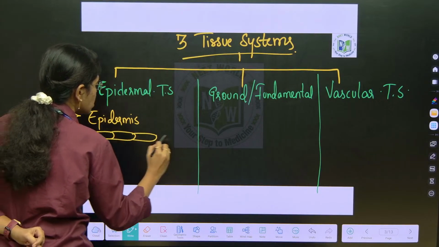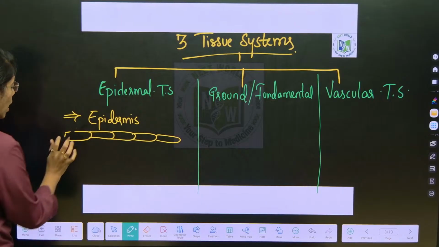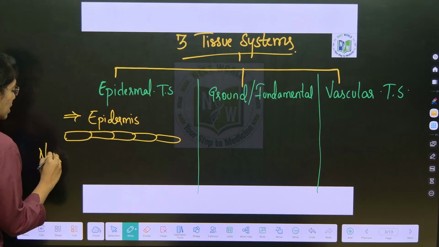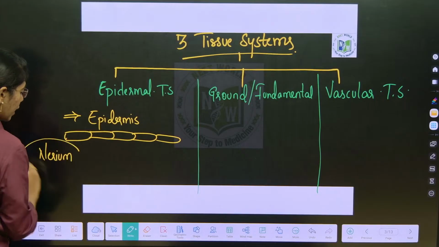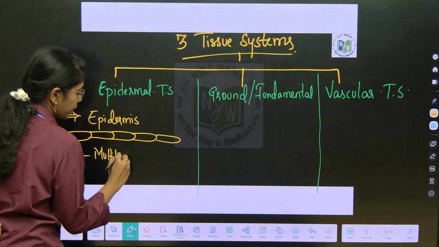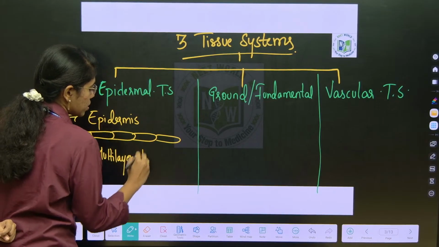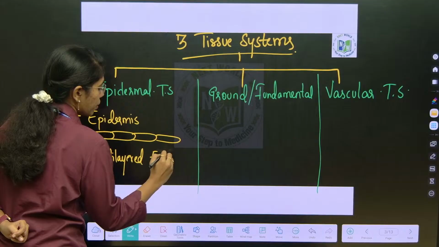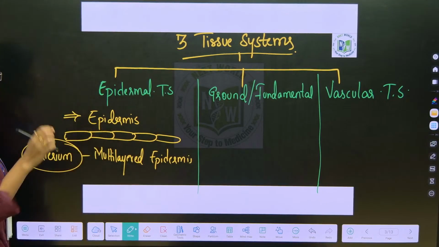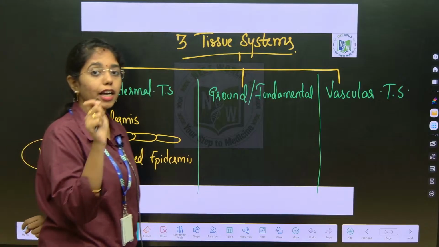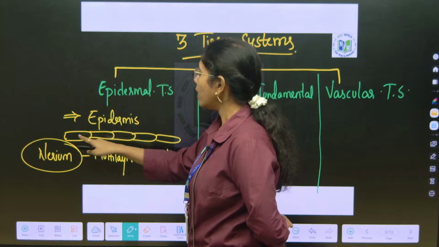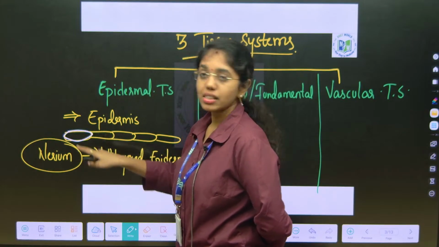Epidermis is single layered in most of the plants. In a few plants like Nerium, you can see multi-layered epidermis. So how can you describe epidermis as single layered? It is unilayered, made up of parenchymatous cells, and it has elongated cells like this.